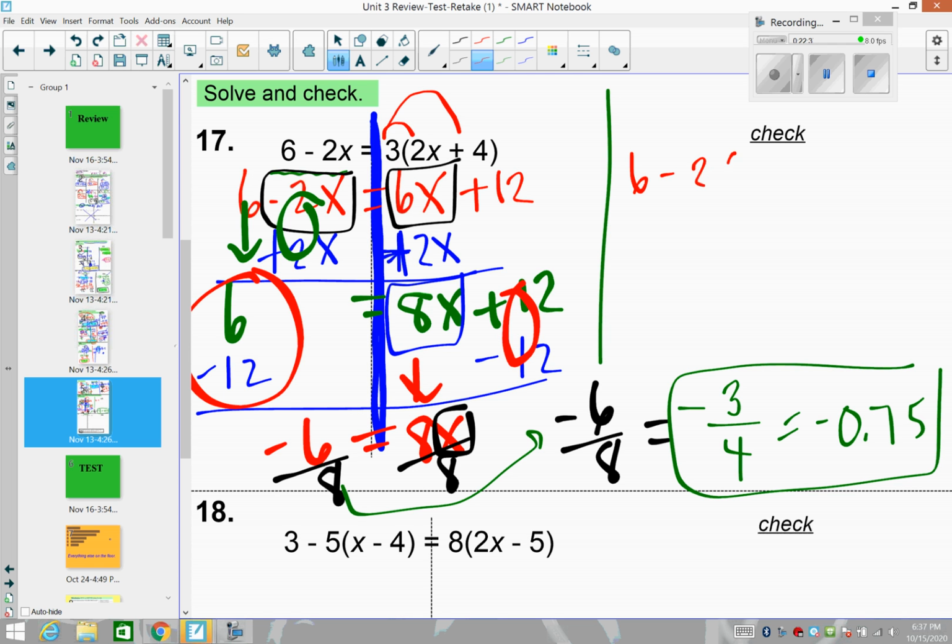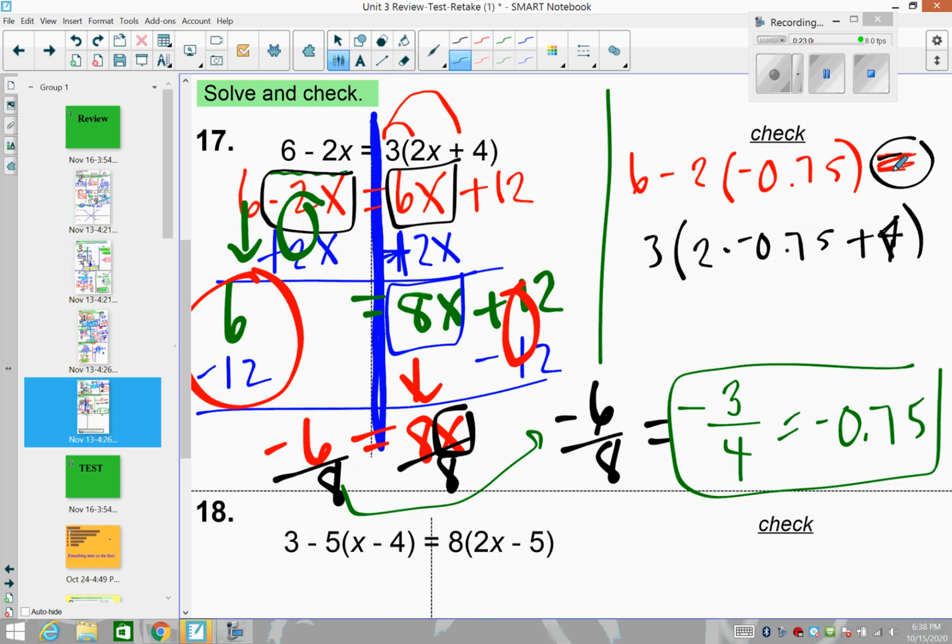I'm going to probably keep it as a decimal, just a little bit easier to type in my calculator here. The question is, does that equal the right side? This is a little different on the check here. So we're going to take 3 times the quantity of 2 times negative 0.75, add 4. The big question here is, are they equal to each other? Does the left equal the right? So I'm going to plug that in my calculator.